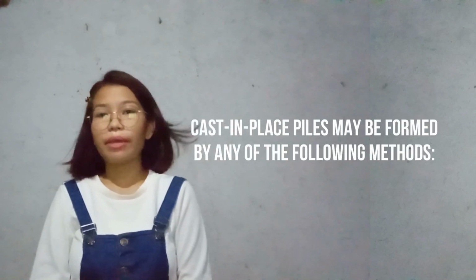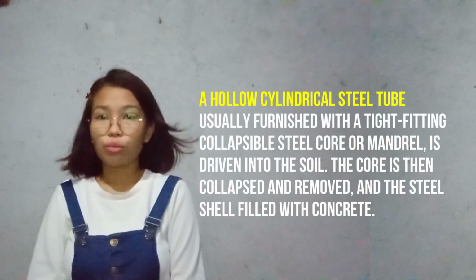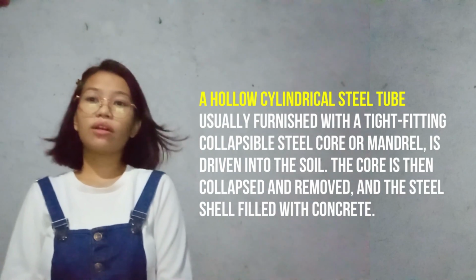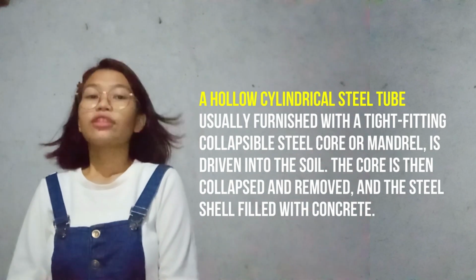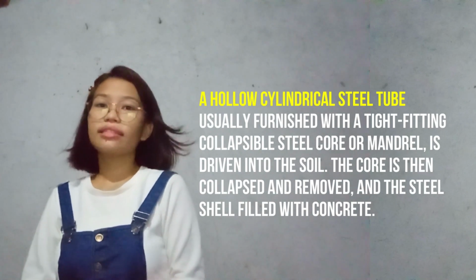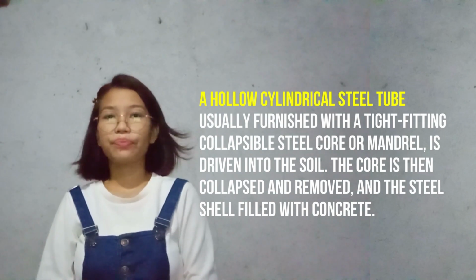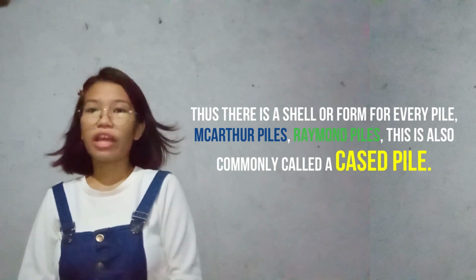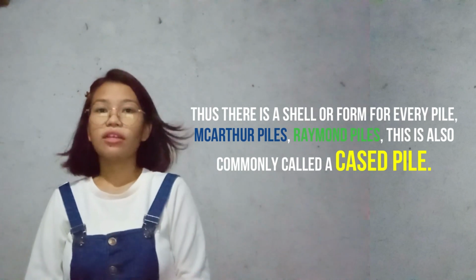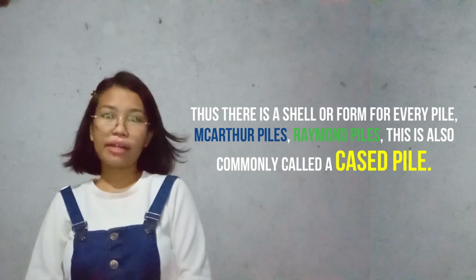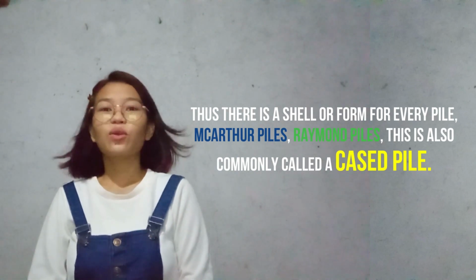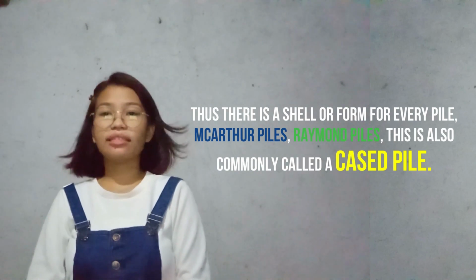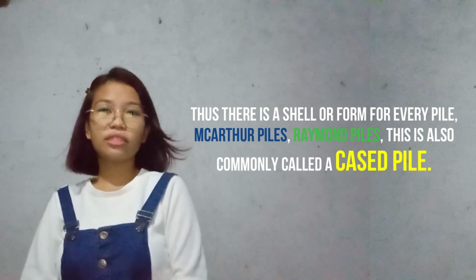A cast-in-place pile may be formed by any of the following methods. A hollow cylindrical steel tube, usually furnished with a tight-fitting collapsible steel core or mandrel, is driven into the soil. The core is then collapsed and removed, and the steel shell filled with concrete. Thus there is a shell or form, as in MacArthur piles and Raymond piles. These use a number 24 gauge shell in which a spiral of number 3 wire is encased. This is commonly called a cased pile.